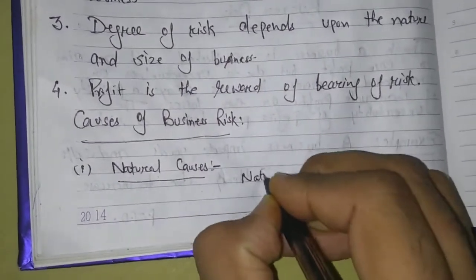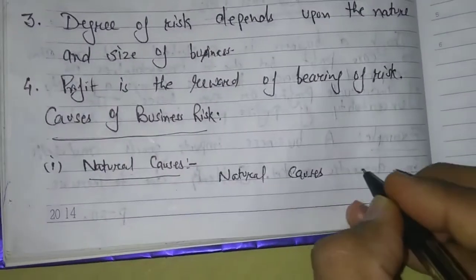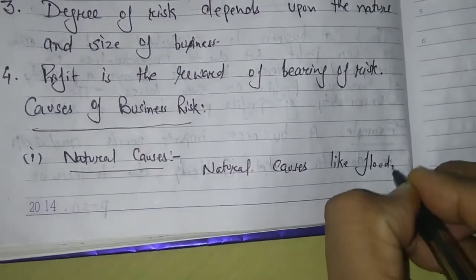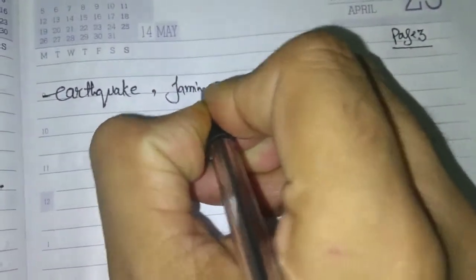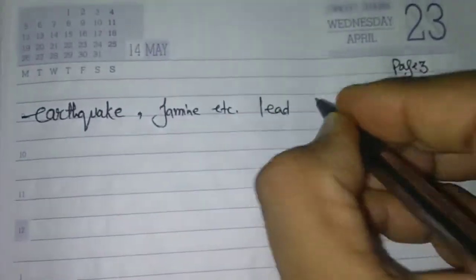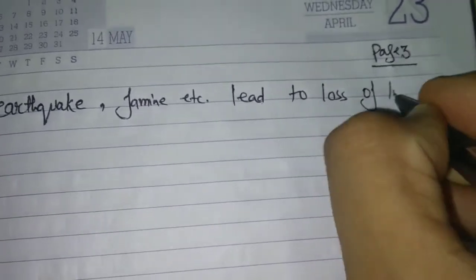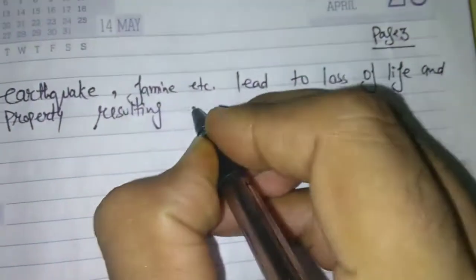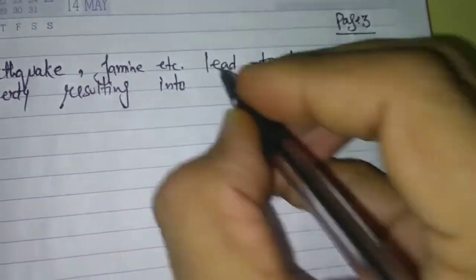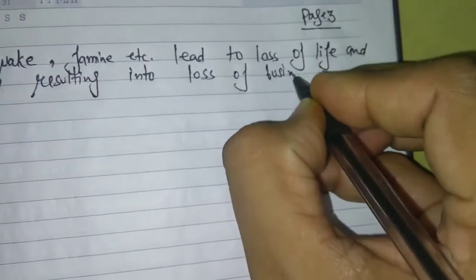As we want to explain it here, natural causes like flood, comma. Now page number 3, students. Natural causes like flood, earthquake, famine, etc. lead to loss of life and property, resulting into loss of business opportunities.